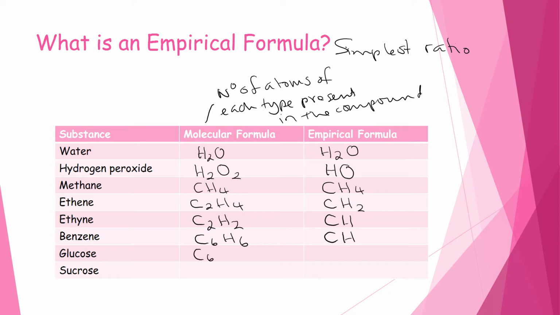Glucose, C6H12O6, so 6 parts carbon to 12 parts hydrogen to 6 parts oxygen. 6:12:6 will simplify down to CH2O, 1 part carbon to 2 parts hydrogen to 1 part oxygen. And sucrose, C12H22O11, well, its simplest ratio is still going to be the same, so C12H22O11.